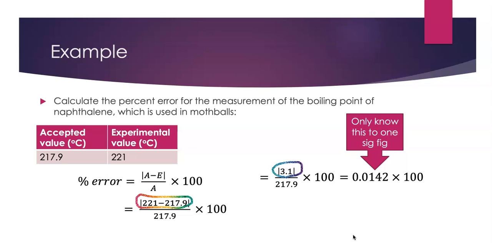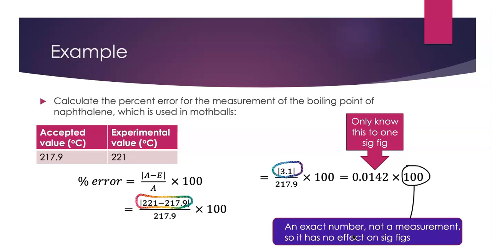Now, another thing that sometimes trips students up is that 100 is a pure number. It's an exact number. It's not a measurement. It's literally just the formula to make it a percent. It's not a measured quantity. It has infinite sig figs. It's not going to affect my rounding. It's the fact that when I subtracted the experimental value from the accepted value, I only knew that to the ones place, which means I only know my percent error to one sig fig. So I'm going to report my answer as 1% error, which is pretty good. We're going to be happy with that. So we're going to stop here, and that's good.